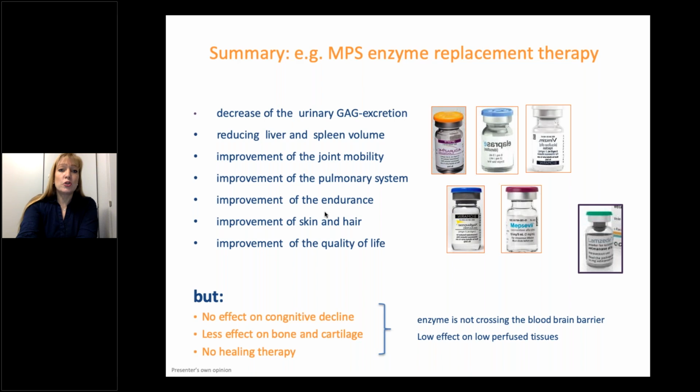We have an improvement in joint mobility, which is true, but since this is a less perfused tissue, it takes quite long. But there are long-term studies, especially in MPS 1, showing how much improvement you can see over the years in joint mobility in these patients on ERT. The pulmonary system and endurance is improving. These were mainly the primary endpoints of the clinical trials. And the skin and hair is improving. And there is also seen, even if it is not statistically significant, an improvement of the quality of life.